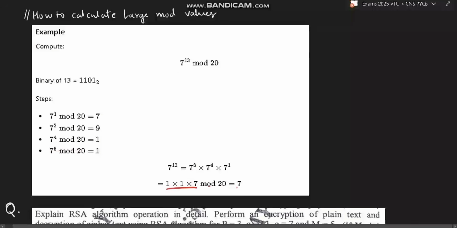Just ignore the one which has a 0 associated with that position, take the remaining ones, multiply them and do mod 20. The answer you will get is 7. So 7 power 13 mod 20 is equivalent to 7 mod 20 itself, which is 7.